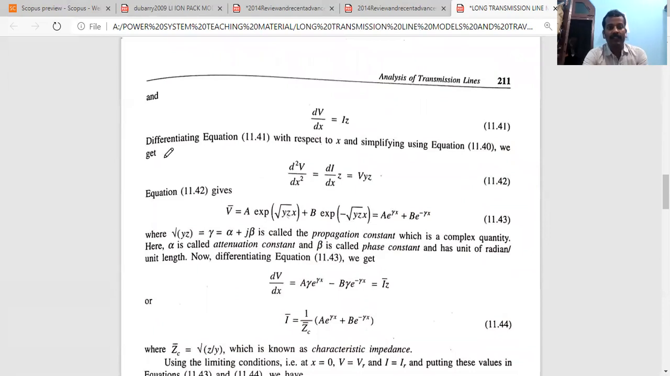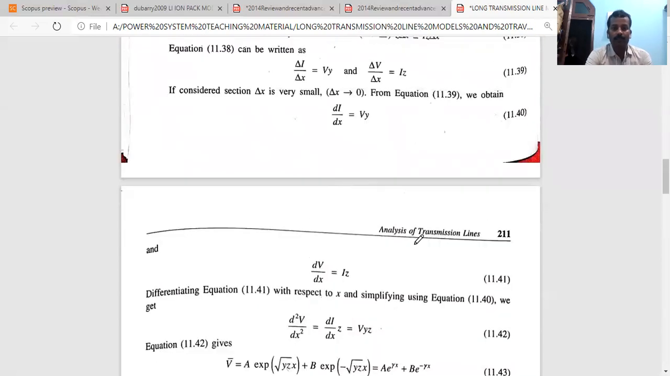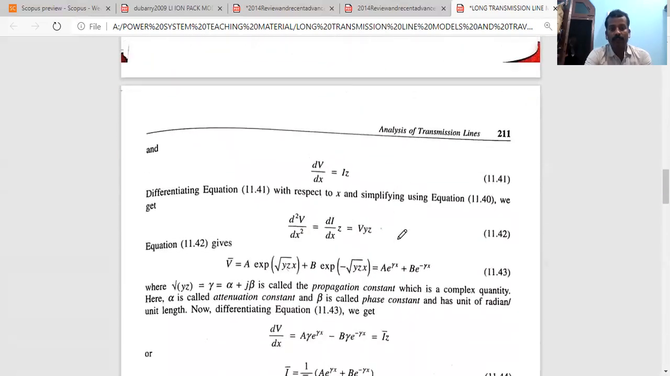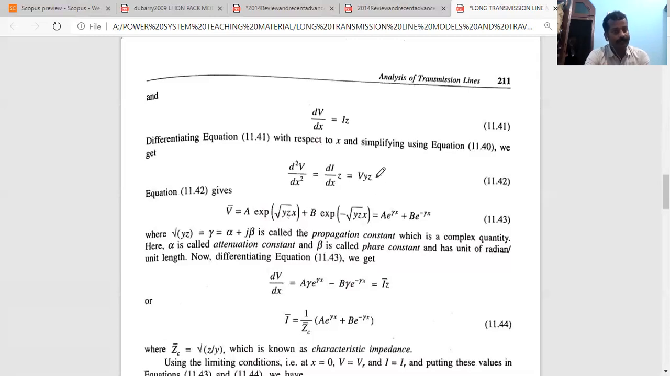Now differentiate equation 11.4 again. d2V by dx square will be simply dI by dx into Z. This dI by dx can be written from this equation as VY, so it will be equal to V by Z.